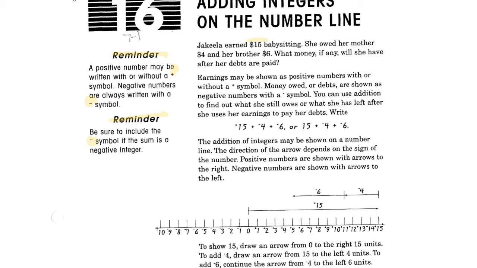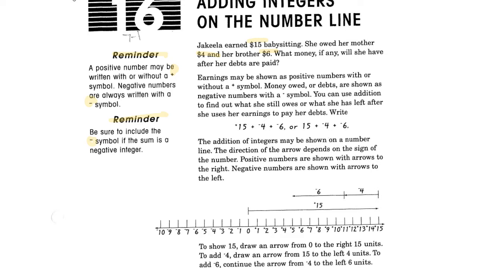Jaquila earned $15 babysitting. She owed her mother $4 and her brother $6. What money, if any, will she have after her debts are paid? Earnings may be shown as positive numbers or with a positive symbol. Money owed, or debts, are shown as negative numbers with a negative symbol. You can use addition to find out what she still owes or what she has left after she uses her earnings to pay her debt.